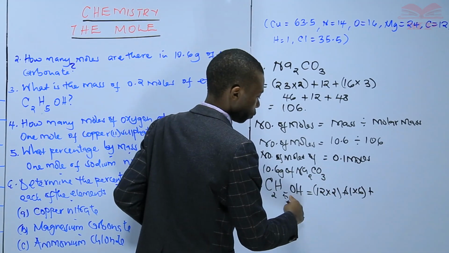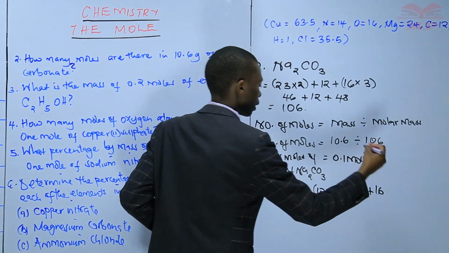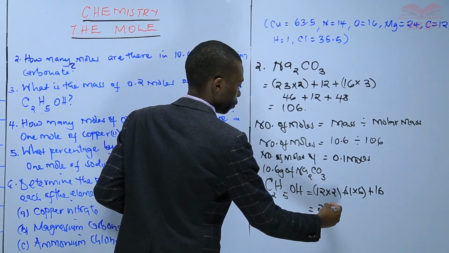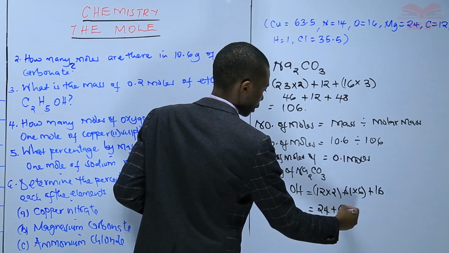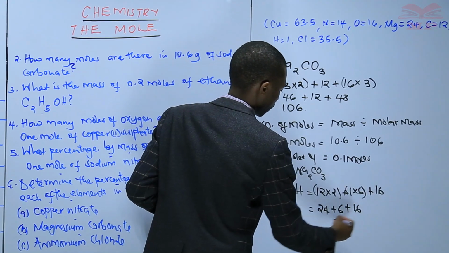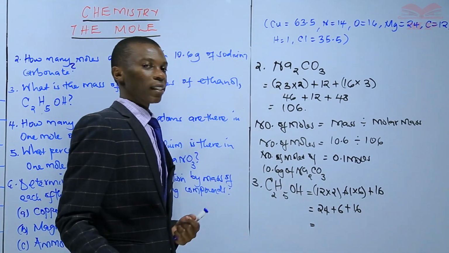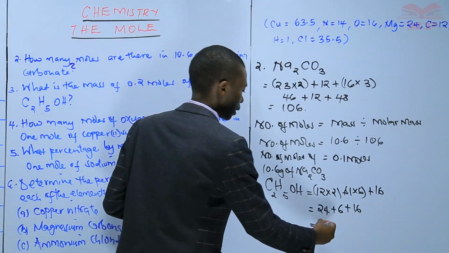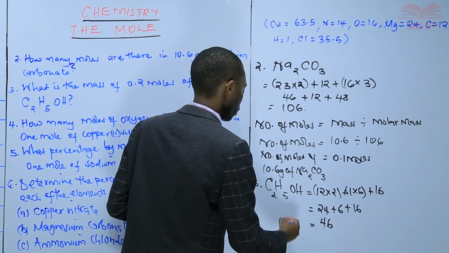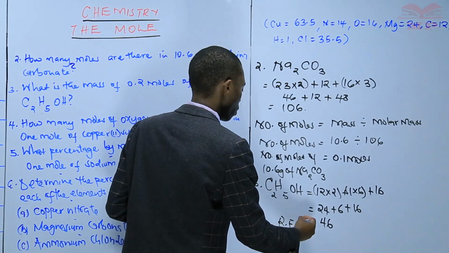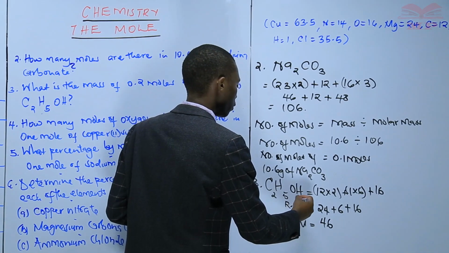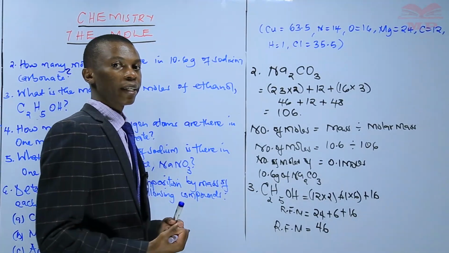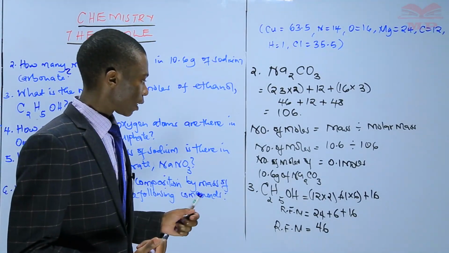And then you add the mass of oxygen, which is 16. This will be 24 plus 6 plus 16. 24 plus 6 is 30. Then 30 plus 16 is 46. Therefore, 46 is the relative formula mass. The relative formula mass of ethanol is 46.